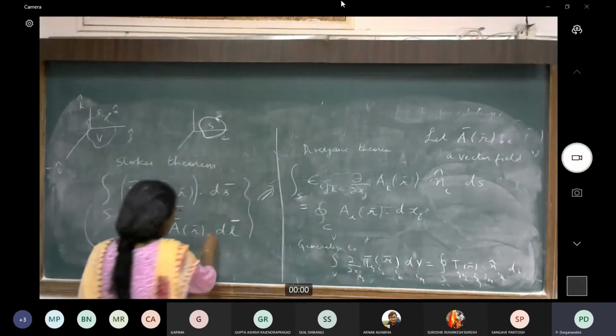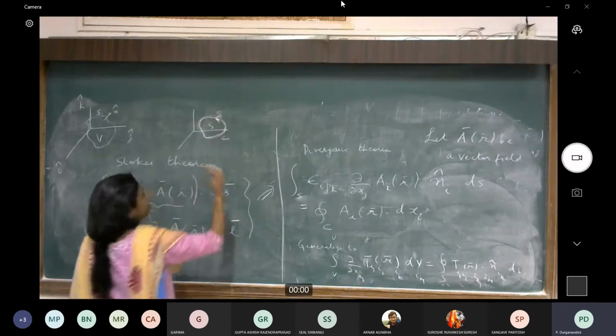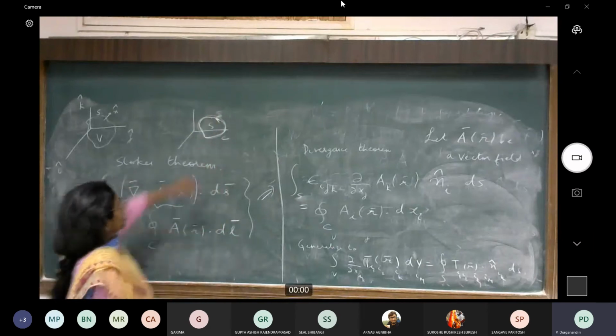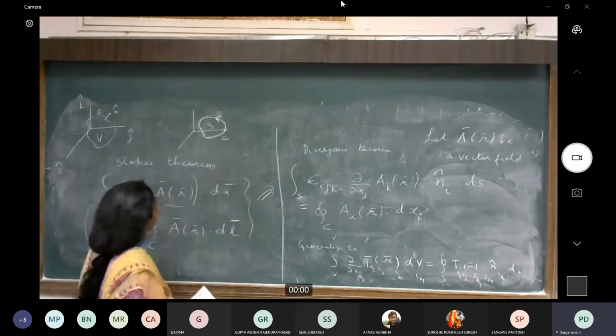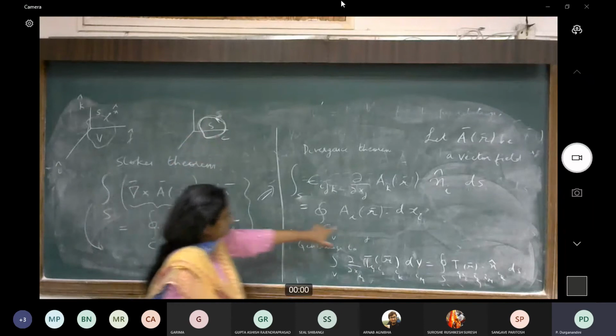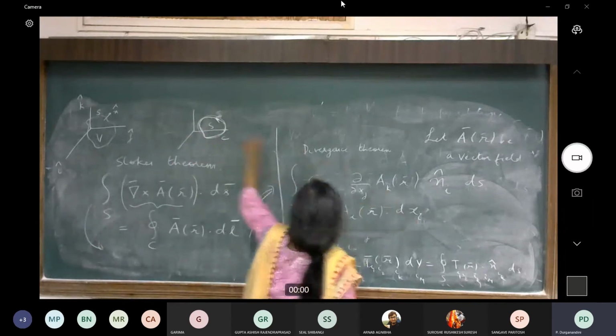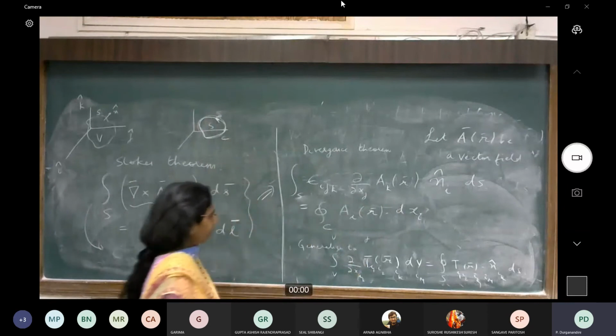So when I wrote here dl, this dl is along this contour C, which is enclosing that surface. Sorry, eventually it is bounding that surface. So dl is along that. So when I write like this, this dx_i is along the contour.